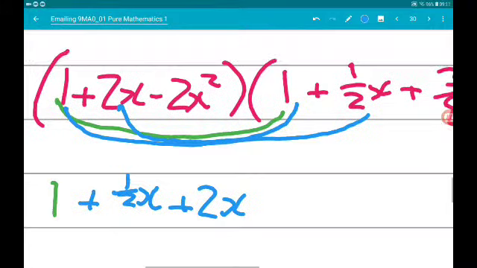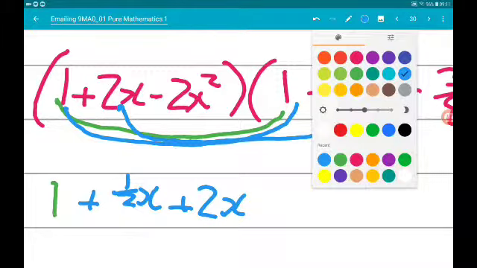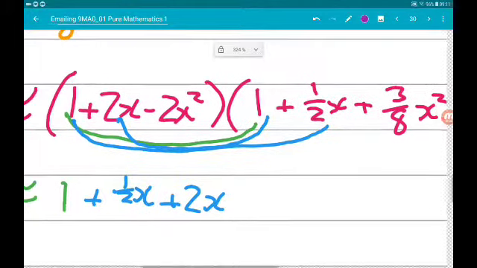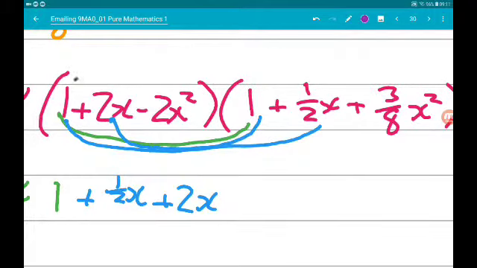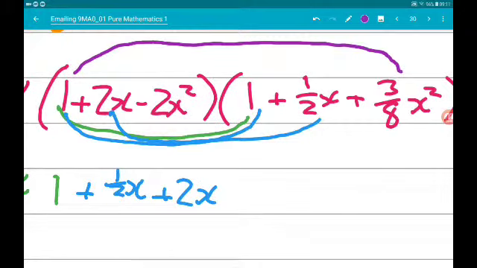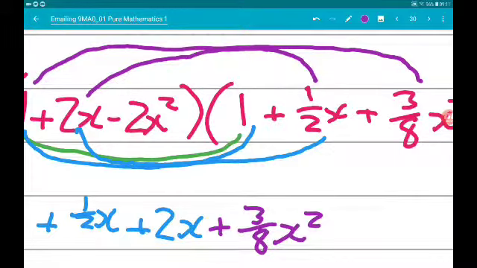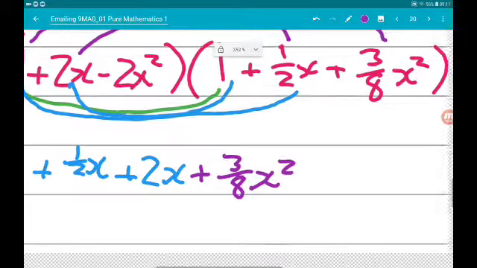and then we want every x squared term that we're going to get. Okay, so we're going to get 1 times 3/8 x squared. We're going to get 2x times a half x. So that's going to give us 1x squared.